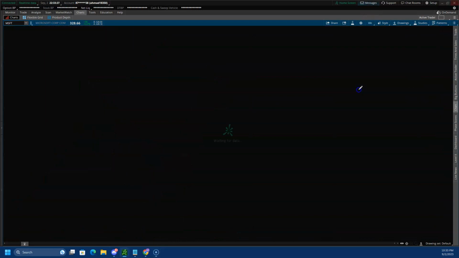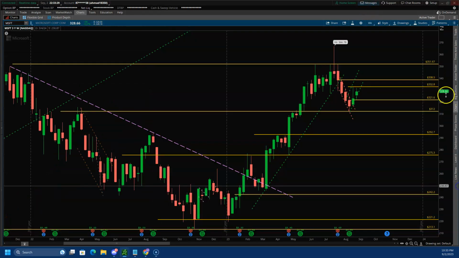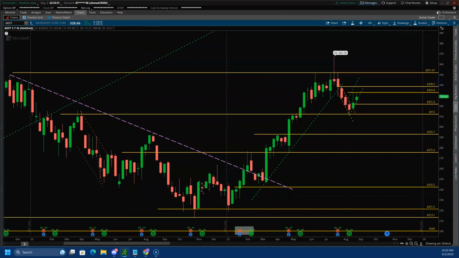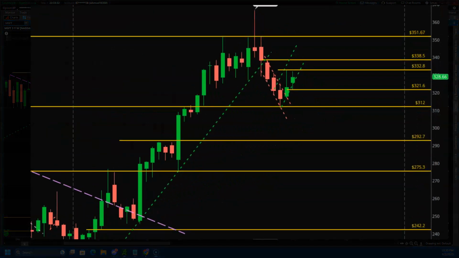Let's get into a weekly view. So it's consolidating here in this range and maintaining the structure above 312, right? That was the resistance. That was the resistance. We broke out above that. We retested that, and now we're coming back up. So 333 or 338 is the next top level. If we can get above that, 351, right?